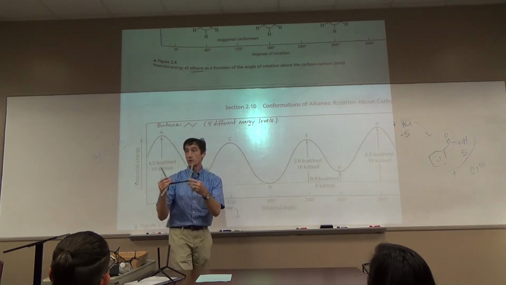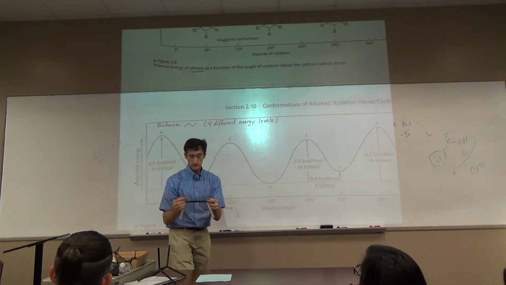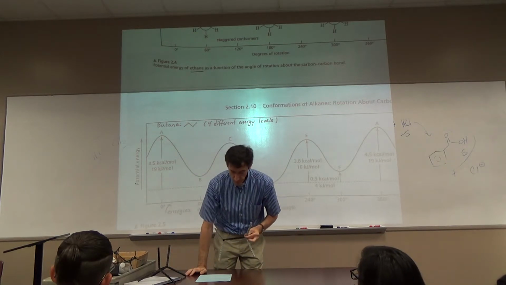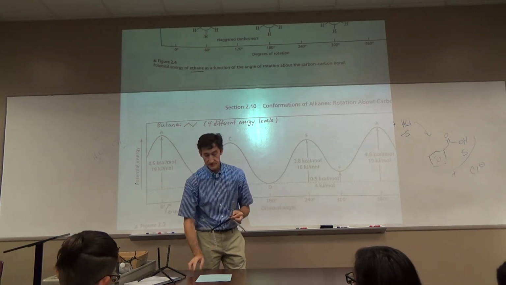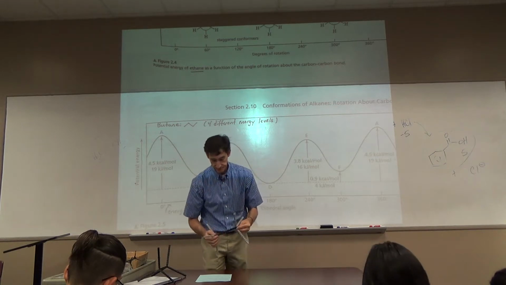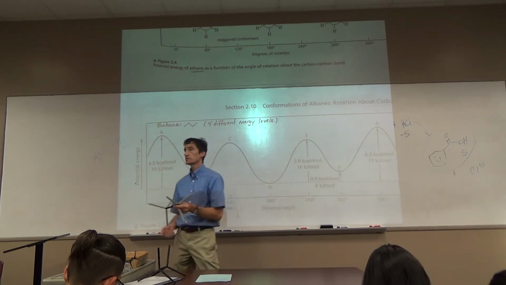Another thing is, well, how do we draw these on the board? We draw these by drawing Newman projections, and that's the second paragraph there, and we'll do that. Newman projection I also call circle, circle, dot, dot.